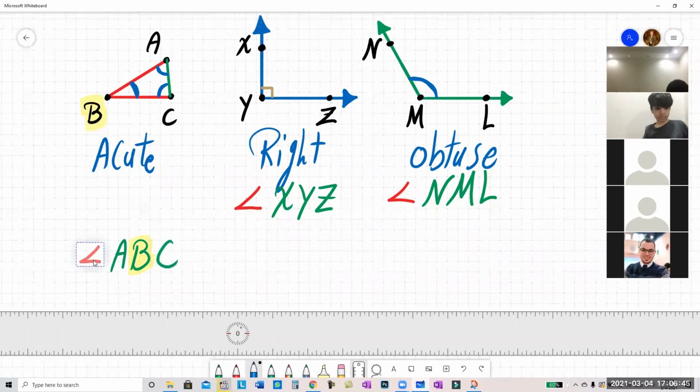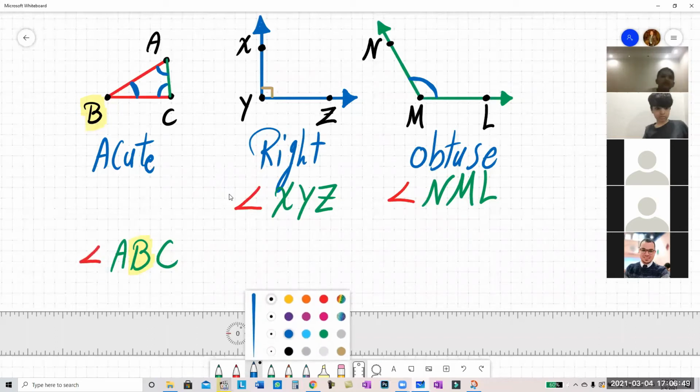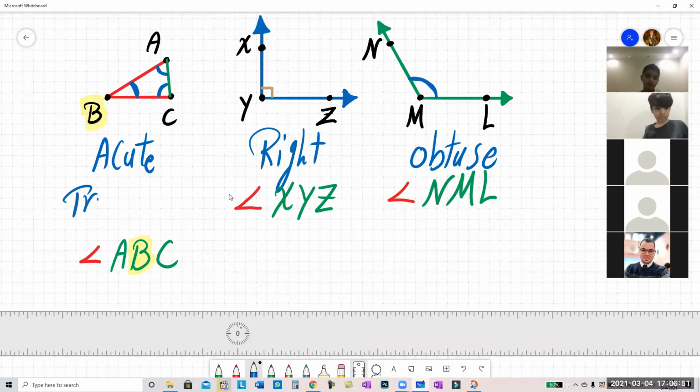And the sign of the angle as well. So let me write here just acute triangle. Okay, so that's acute triangle. Acute triangle, all its angles are acute angle, okay? So if you want to read this triangle, you can read it as we read angles.